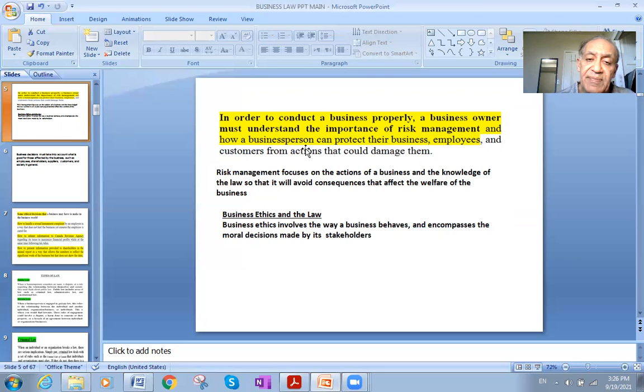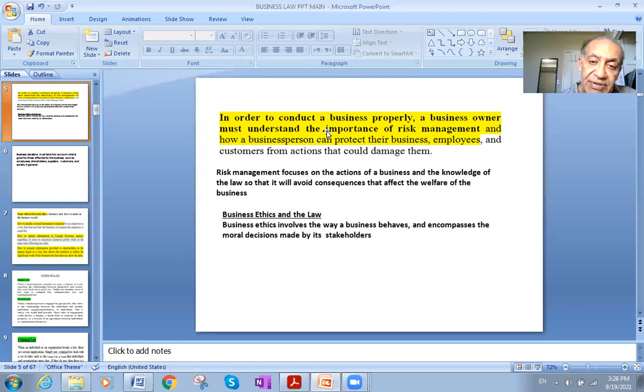And how a business person can protect their business, employees, and customers from actions that could damage them. This is why we consider business law a kind of protection against risk, or a way of trying to reduce the risk as much as possible. Business law is helping to reduce the risk as much as possible.